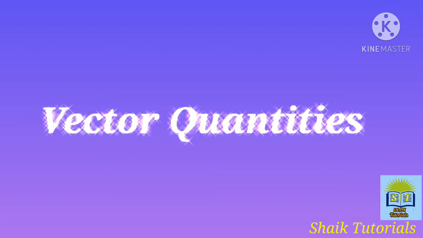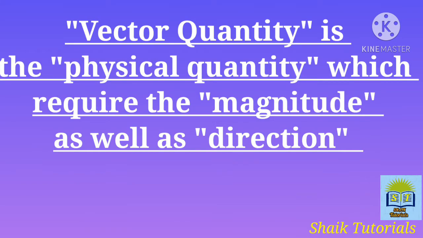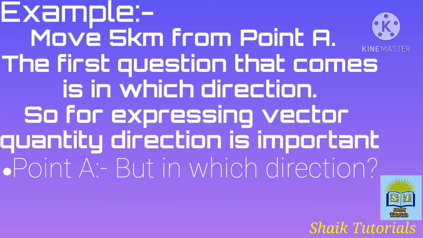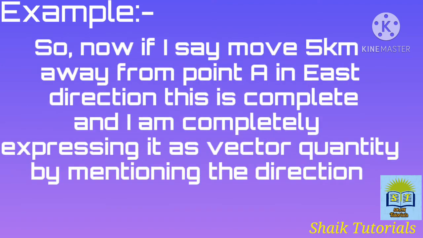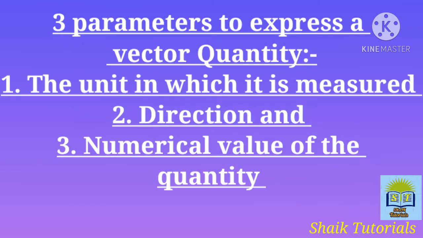Let's move to vector quantities. Vector quantities require the magnitude as well as the direction to express them. Then only their meaning is complete. For example, if I say move 5 kilometer away from point A, the first question that will arise is in which direction. So for expressing vector quantities, direction is important. Now if I say move 5 kilometers away from point A in east direction, the meaning is complete, and I am completely saying direction also.